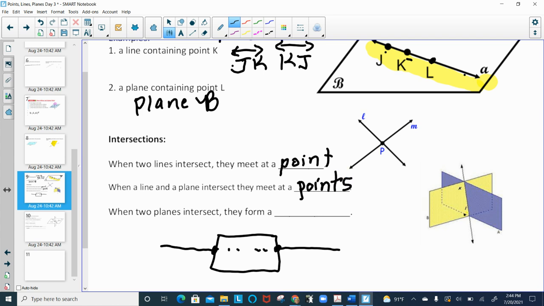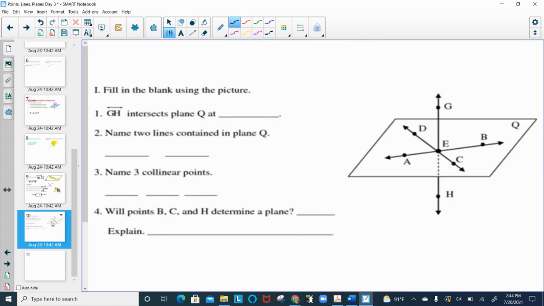Whereas if you have two planes coming together, see how these two planes are meeting up with each other, but they've got some points in common. They form a line or a line segment. So that's important information.